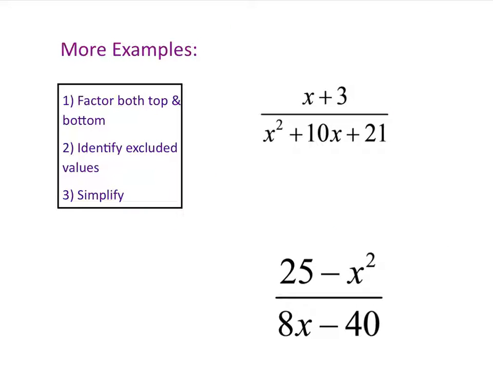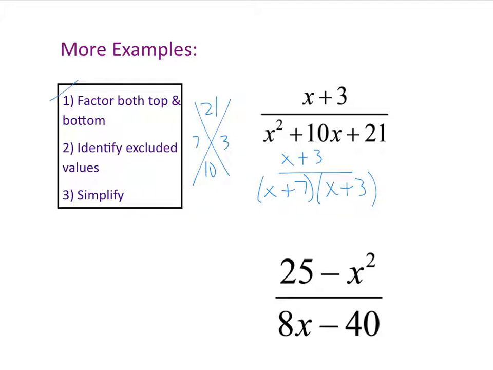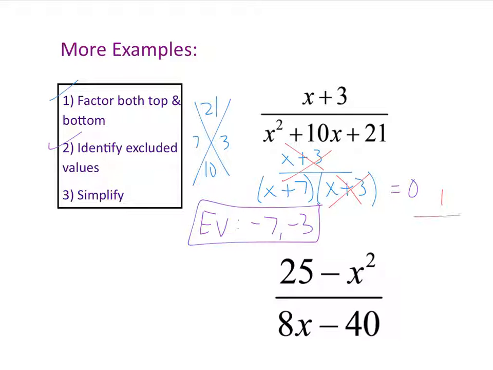Okay, let's take a look at two more examples here. If you look at this top example, I'm going to factor both the numerator and denominator. Factors of 21 that when added together give me 10 would be 7 and 3. So I get x plus 3 over x plus 7 and x plus 3. So that's step 1. Step 2, identify the excluded values. Here, excluded values are negative 7 and negative 3. And then I also have to simplify. I'll simplify the x plus 3 over x plus 3, and my simplified answer would be 1 over x plus 7.